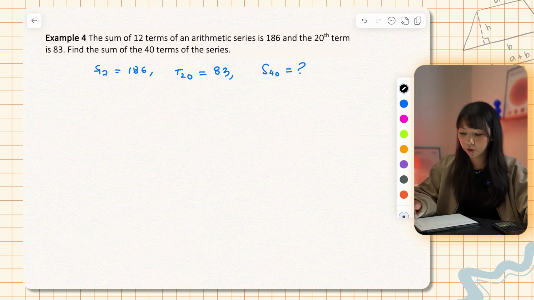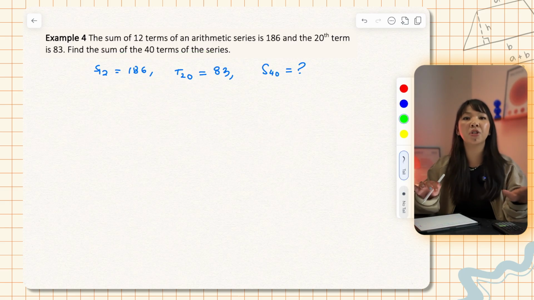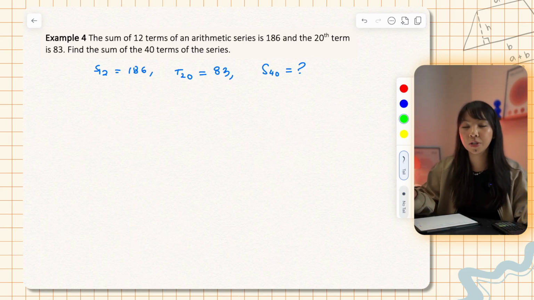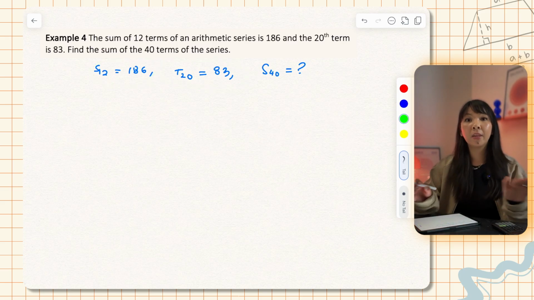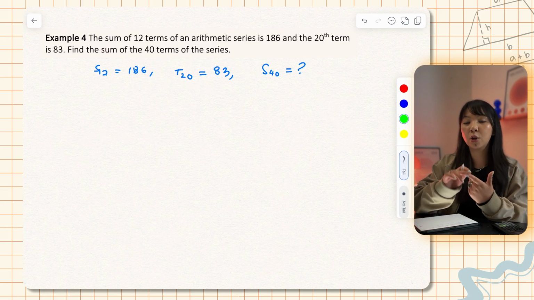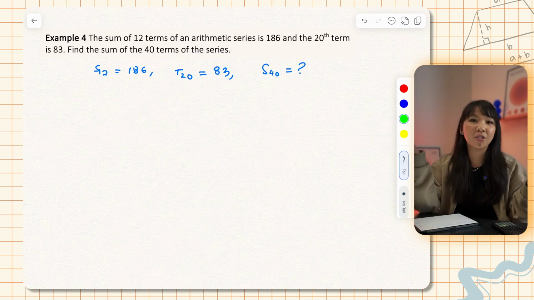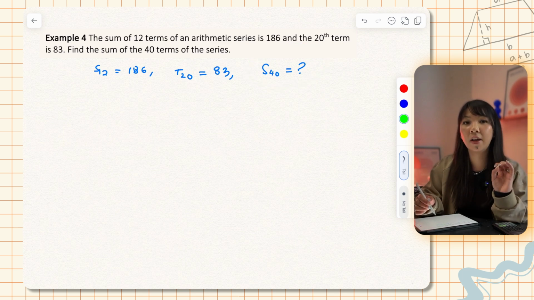All right, lots going on. Whenever you see that they give you two bits of information and you don't have the sequence, hopefully that raises alarm bells that this is going to be simultaneous equations, because you're going to plug in each of these into their respective formulas. Then you're going to have the first term a and the common difference d as the only unknowns, right? Two unknown simultaneous equations. Once you find a and d, you're going to plug that into the Sn formula to find the sum of the first 40 terms.